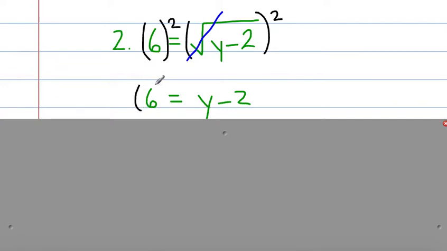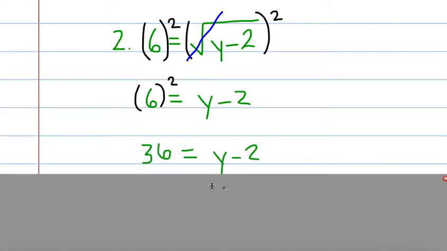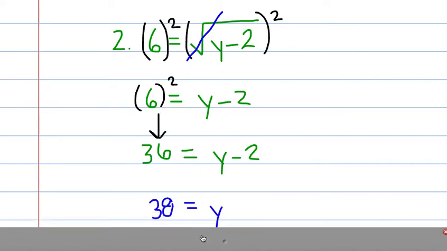So now we have to square the 6. Our radical goes away, it's y minus 2. 6 squared is equal to 36. And we're simply going to just add 2 to both sides to get 38 is equal to y.